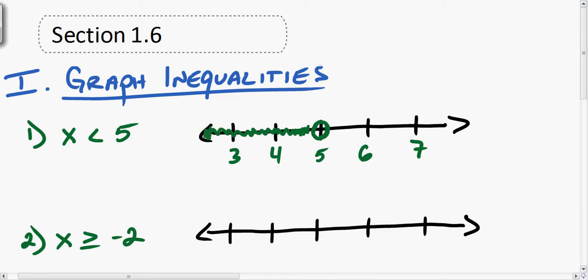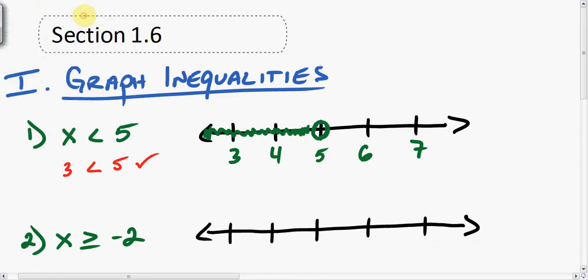And if you wanted to check to see if you did it correctly, take any number lower than 5, or in the direction in which you shaded, and you can plug it in for x. So I can plug in, let's say, 3, and see if this is true. Is 3 really less than 5? And it is. So we know we've shaded in the correct direction.